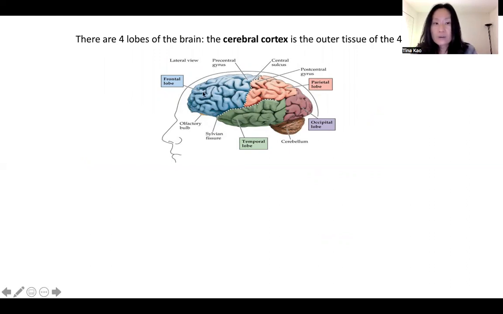And so the sulci and gyri is the outer tissue. Basically, within this outer tissue, within the cortex of the temporal lobe, houses a group of neurons associated with our ability to process the sense of hearing. The cortex of the occipital lobe houses a group of neurons associated with the processing of vision.